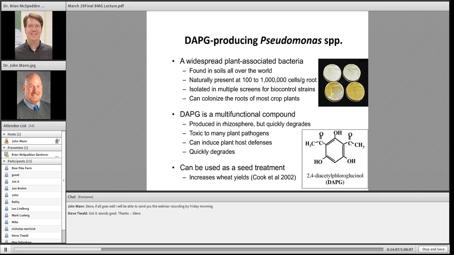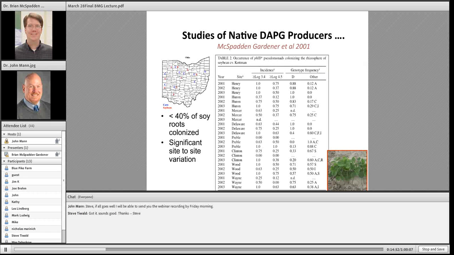It's toxic to many plant pathogens, but it's also been shown to be able to induce the plant host's immune system. When it's produced by these bacteria in the root zone, in the rhizosphere, it quickly degrades. So what you're getting by applying this biological to the root zone is production of this plus a variety of other compounds that have multiple positive net effects on the growth of plants. These bacteria have been shown to be used effectively as seed treatments on different crops, and there was a very nice summary of many years of field data that was published on wheat back in 2002. But the work that I want to talk about today is focused on soybeans.